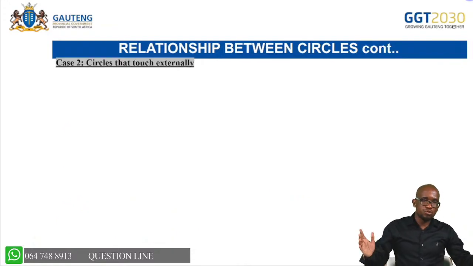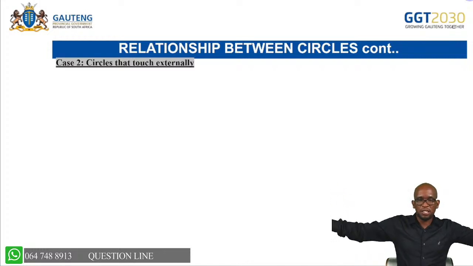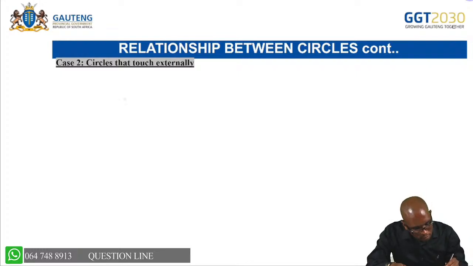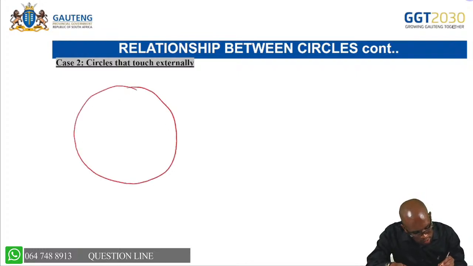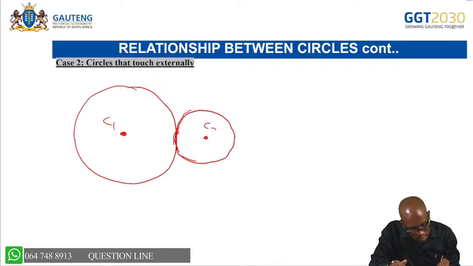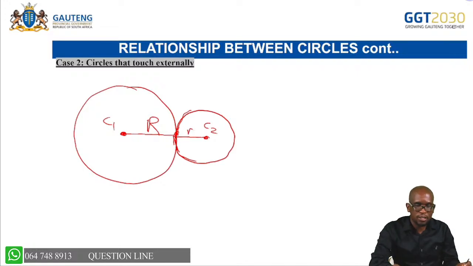Right, what I'm going to do is I started with the circles at a distance apart. I'm going to move them closer together. Now, if I move these two closer together so that they touch externally, I'm going to identify center 1 for the bigger circle, center 2 for the smaller circle. Obviously, the radius of the bigger circle is R, the radius of the smaller circle, small letter r.